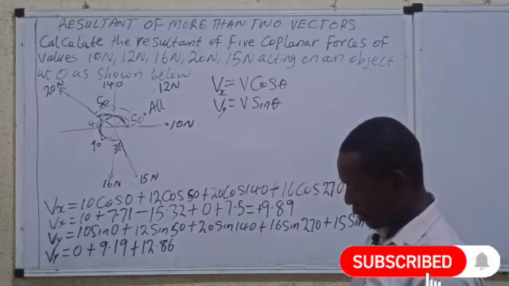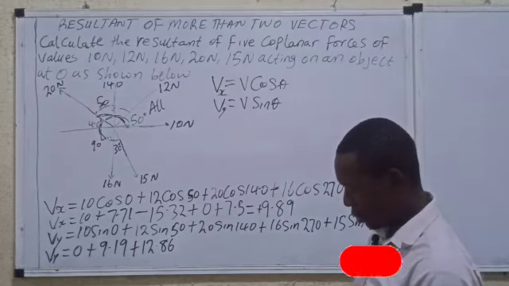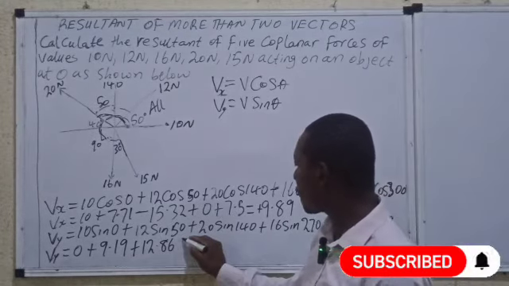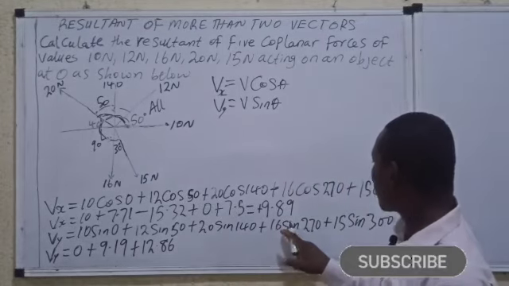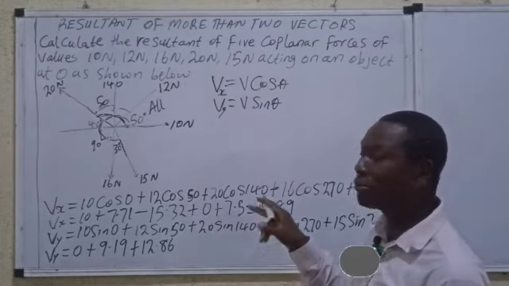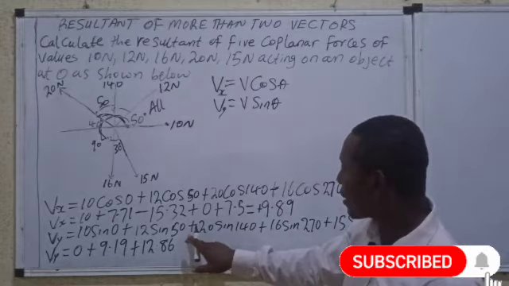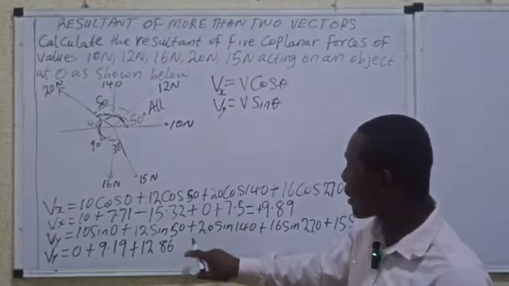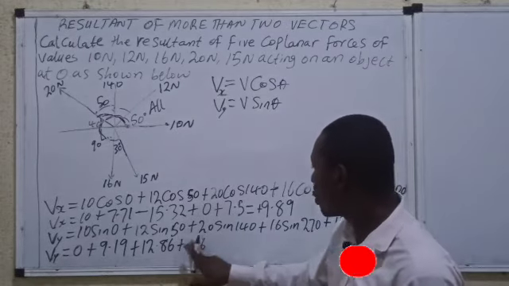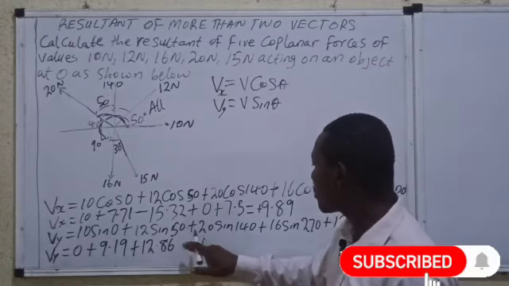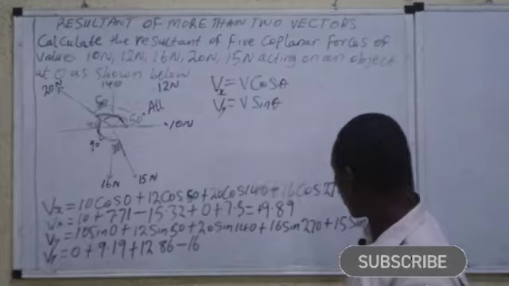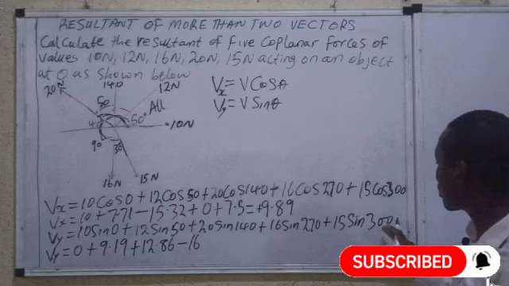16 sine 270. Now you have minus 16. Now remember, you're supposed to have plus here. But because if you check this with your calculator, you have negative 16 or minus 16. So the negative sign times the positive sign, what will you get? You now have minus 16. Negative times positive will give you what? Negative. So you now have negative or minus 16. So the last one, 15 sine 300.